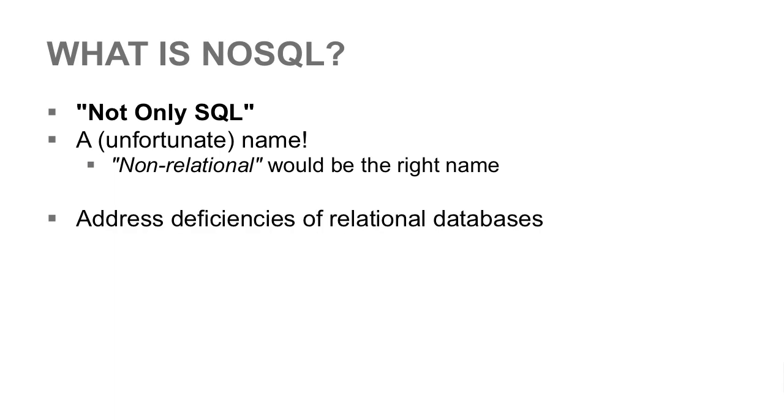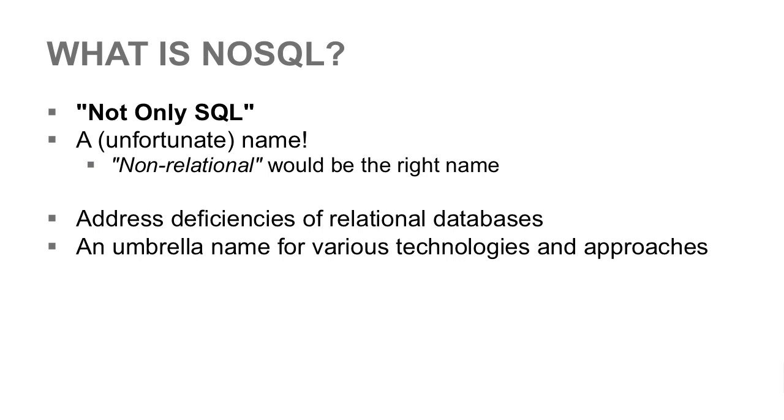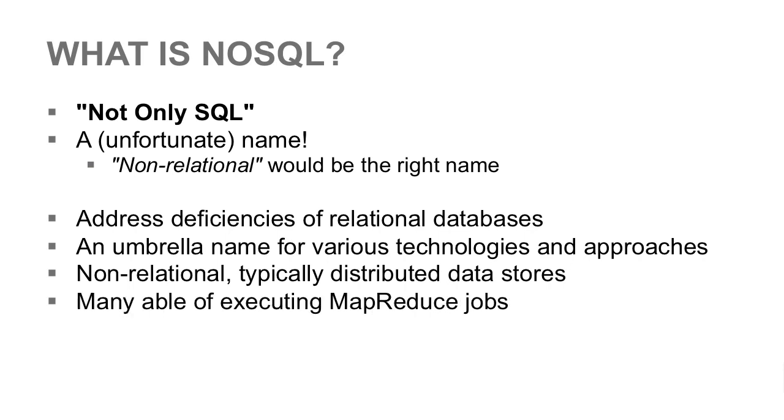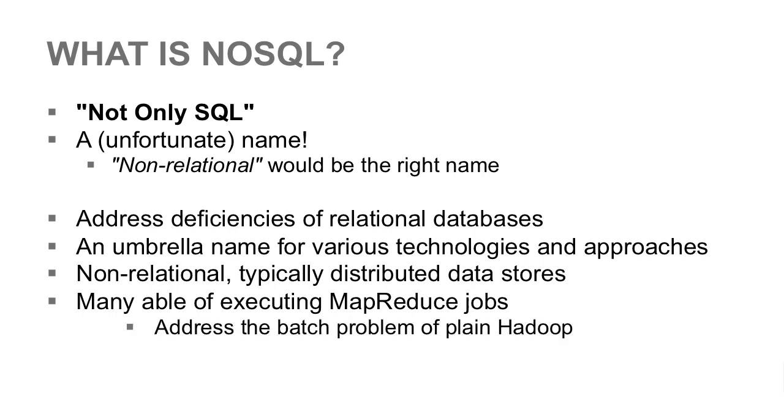These NoSQL stores have been created with the goal to address deficiencies of relational databases, and NoSQL is an umbrella name for a variety of different technologies and approaches. One common thing is that they are non-relational, and they are typically distributed data stores. Some of them are capable of executing MapReduce jobs, so they can spread the processing over a number of machines, and they are addressing the batch problem of plain Hadoop. So these databases will give us answers in real time.